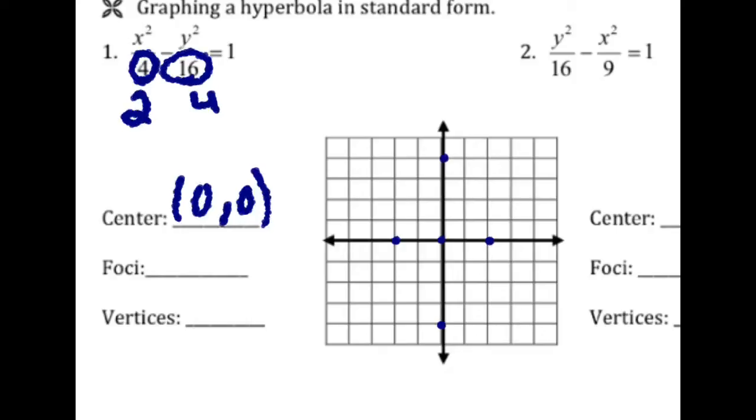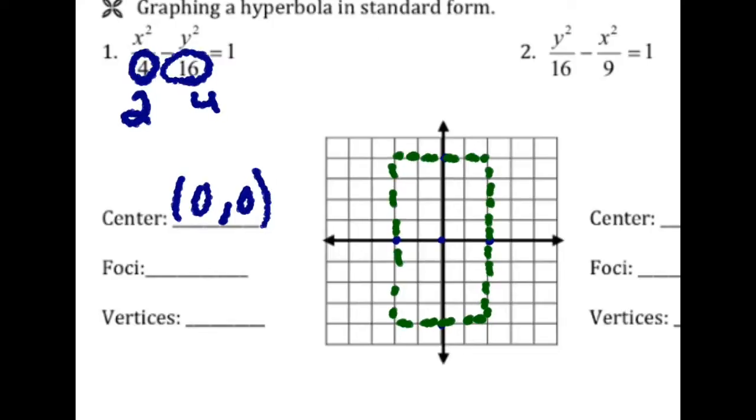Using those 4 points, we basically draw a rectangle, but we're going to do a dashed rectangle because it's not technically part of the hyperbola. All right, so I'm going to do this in green here as best I can. I'm just drawing a dashed rectangle with those points being the outline. Okay, so that's the first step.